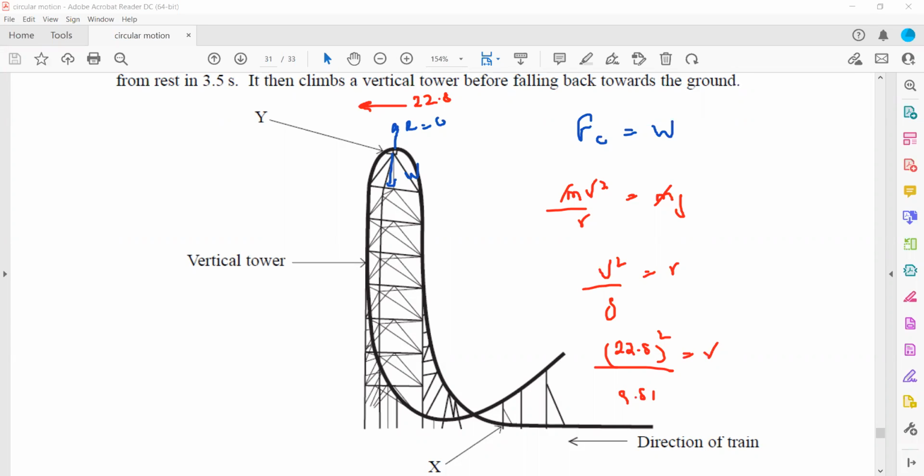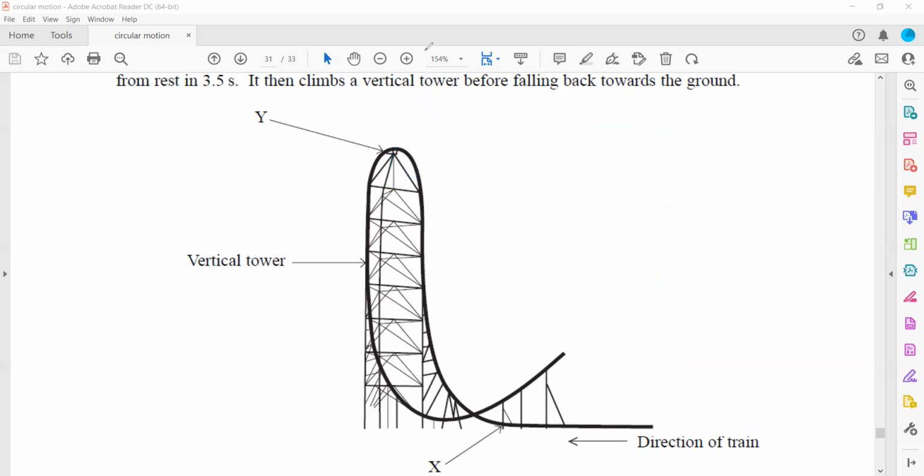What's the answer for this? 22.8 squared divided by 9.81. This will give us the radius of the track at point Y. What's the answer for this? So that is 53 meters. The radius of this part is about 53 meters. So R equals 53 meters.